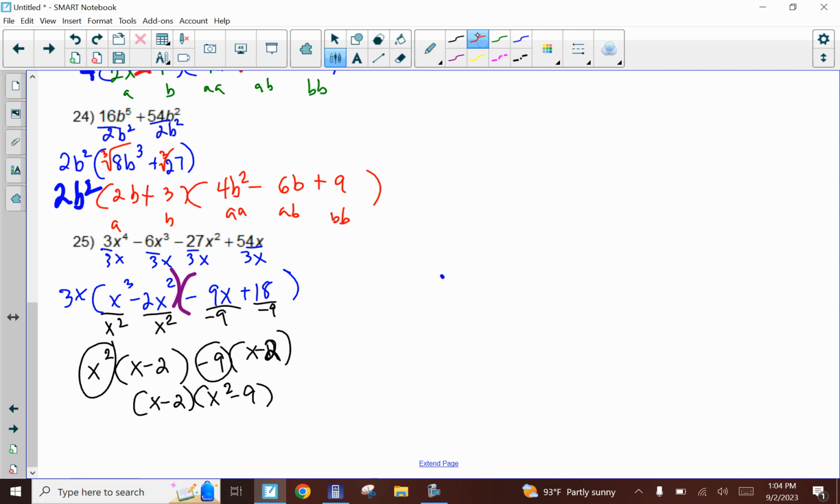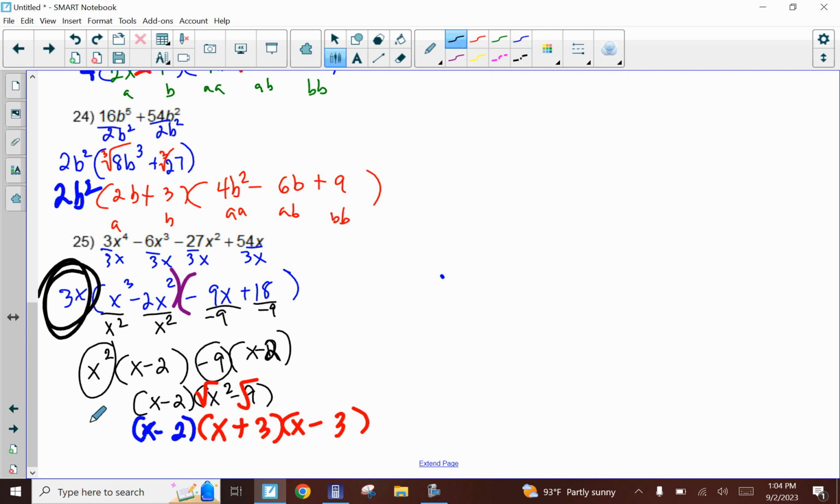Now you got to be careful because this x squared minus 9 can factor more. That's a difference of squares. So if I square root that and square root that, that's x and 3, which means the second set is a copy, but then you put a plus and a minus. Bring down this x minus 2, and then finally bring down that original GCF up here. So 3x goes in the front, so that's my final answer.